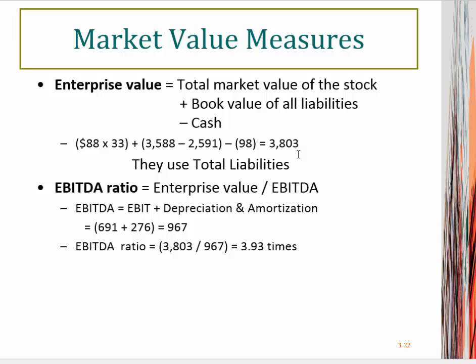EBITDA is earnings before interest and taxes plus the non-cash expenses. So in this case, this cash flow number is 967. So the EBITDA ratio is 3.93. Sometimes this is called the enterprise value multiplier. In this case, the bigger the number, the greater the growth opportunities of the company. So if you think your company is a growth company, you would expect this number to be bigger rather than lower. Again, we may want to investigate how we've been acting over the future.